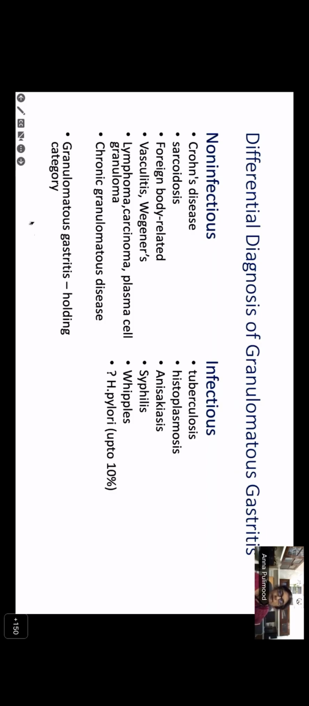Previously, they used to say there's a primary granulomatous gastritis, but now we don't diagnose anything as primary granulomatous. Everything, we try to put it into one of these categories. Most common will be TB, Crohn's disease, and foreign body granulomas.